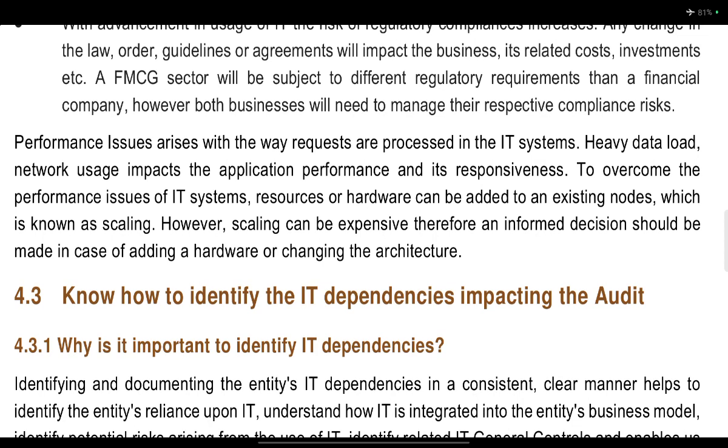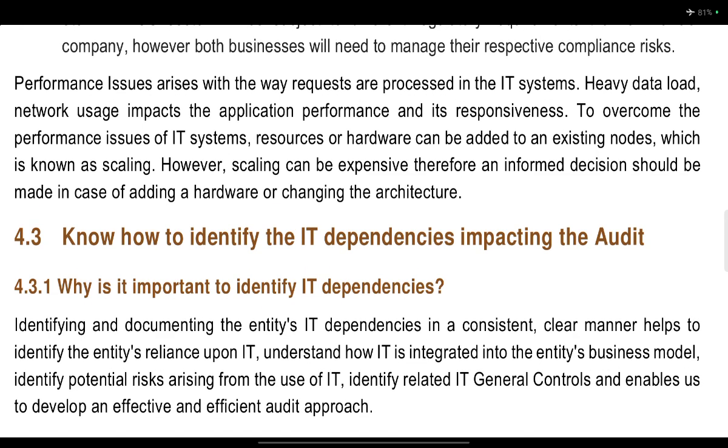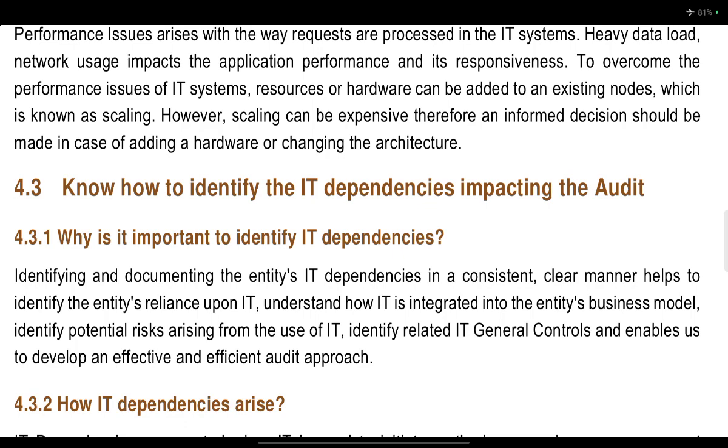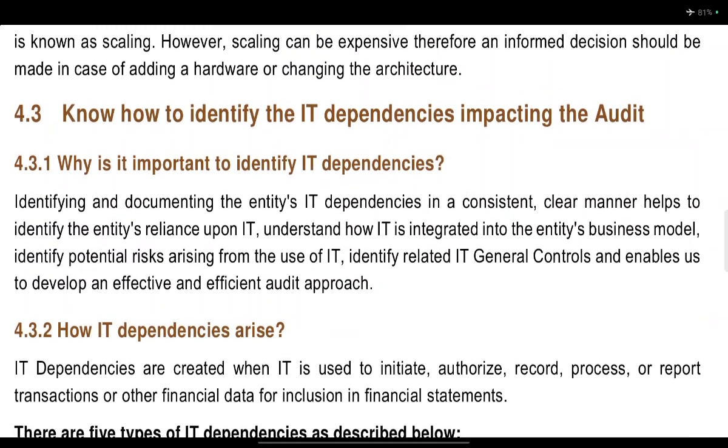Performance risk arises in the way requests are processed in the IT sector. Heavy data load and network usage impact application performance and responsiveness. To overcome the performance issue of an IT system, resources or hardware can be added to existing nodes. This is scaling. However, scaling can be expensive. Therefore, an informed decision should be made about additional hardware or changes in the architecture.